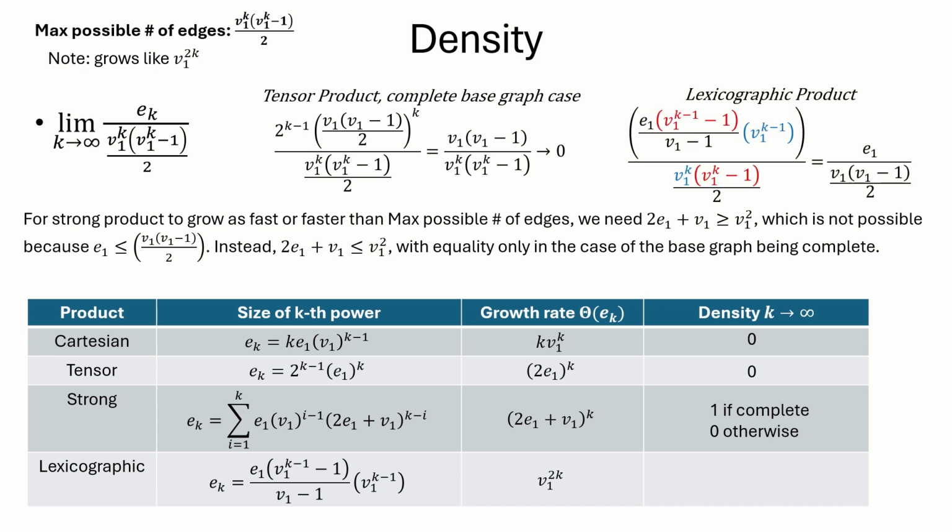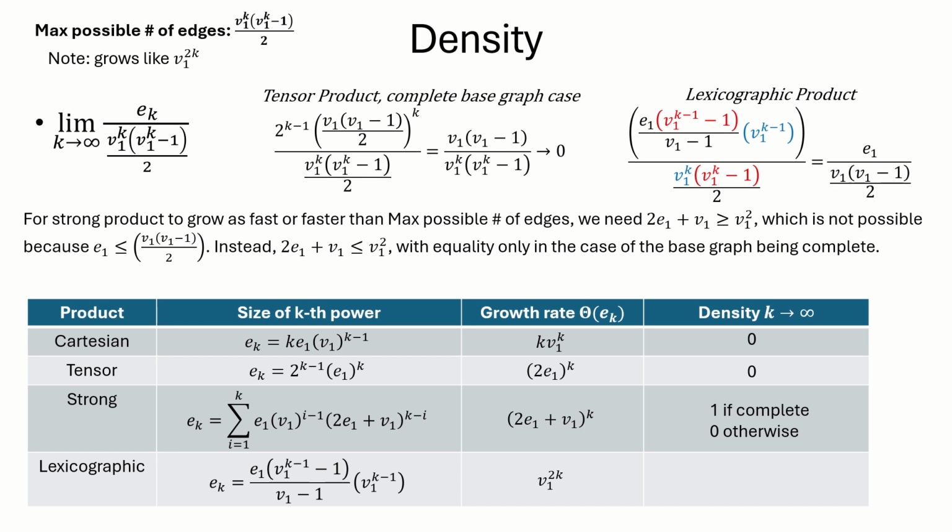The lexicographic product power, whose size grows like V sub 1 to the 2k, does not have a limit density 0. Instead, it actually remains the same as the density of the base graph. We can see that this is true by dividing the expression for the size of the kth lexicographic product power by the maximum size of the kth power to see that we get a constant expression. Interestingly, the lexicographic product is the only one of the 4 commonly studied products that keeps density fixed as we take higher and higher powers.